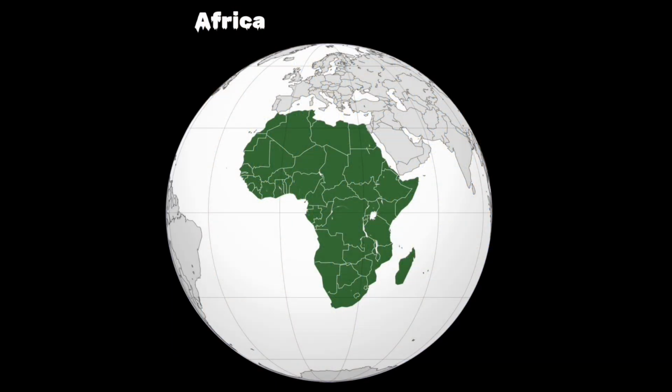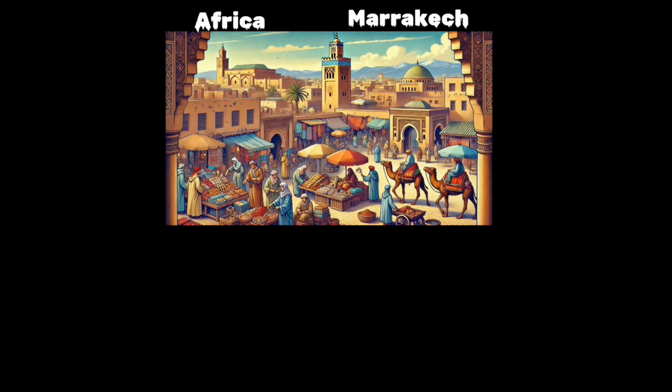I will be telling you about Africa and the role it played in the transatlantic slave trade, as well as the markets it had within its borders. This is Marrakech, a city in Morocco known for its vibrant markets, stunning architecture, and rich history. However, beneath this vibrant facade lies a darker chapter, the slave market that once operated here.